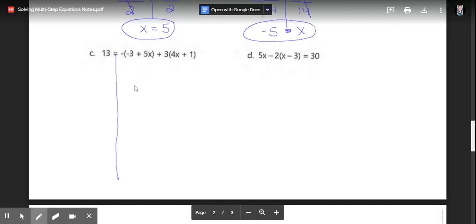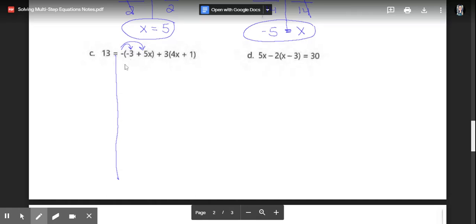So step 1 is to distribute. I have 2 sets of parentheses, so I'm going to have to distribute twice. One for the first set and one for the second set. The first set of parentheses has a negative out front, so that negative is going to be distributed to both of these terms.